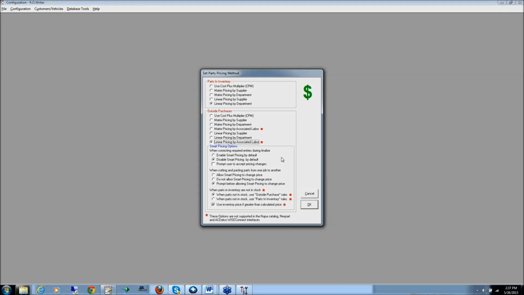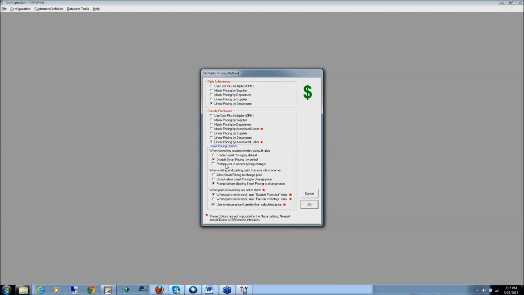Essentially, as you hit finalize, the system will likely pop up and say some items need to be corrected before finalizing. We have options to use department, supplier, and/or the job itself that is being associated to drive the pricing. If I change the department from one to another during the finalize process, and that would change the selling price of the part, should I enable smart pricing, disable smart pricing, and/or prompt the user to accept the price change?